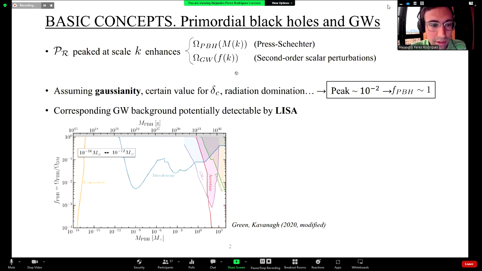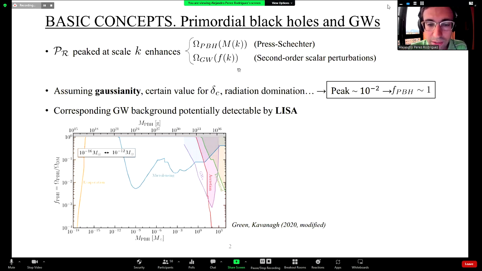Before starting, let me give a brief recap on the basics of primordial black hole and gravitational wave formation. If we have a peak in the primordial power spectrum at a certain scale k, then we will have an enhancement in the density of primordial black holes at a certain mass, one-to-one related to the scale of the peak, and the density of gravitational waves at a certain frequency, again related to the scale of the peak.